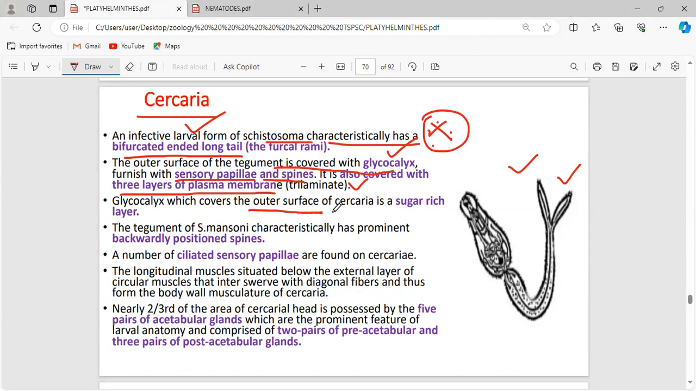Glycocalyx, which covers the outer surface of cercaria, is a sugar-rich layer. Okay, we know that glycocalyx is present not only in this particular parasite, it is present in the capsule of bacteria, and that capsule is made up of glycocalyx. And glycocalyx is nothing but a sugar-rich layer. And the tegument of the Schistosoma mansoni characteristically has prominent backwardly positioned spines. A number of ciliated sensory papillae are found on the cercaria. See, ciliated sensory papillae are present in the cercaria.